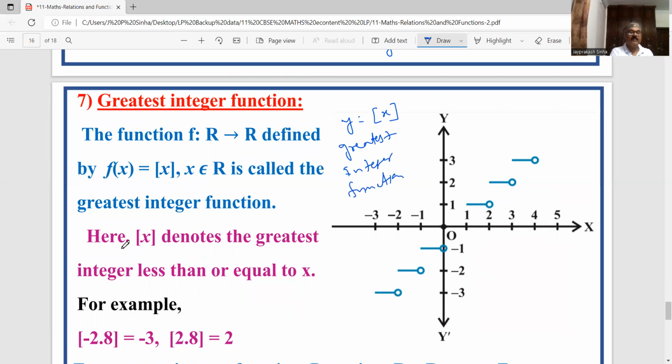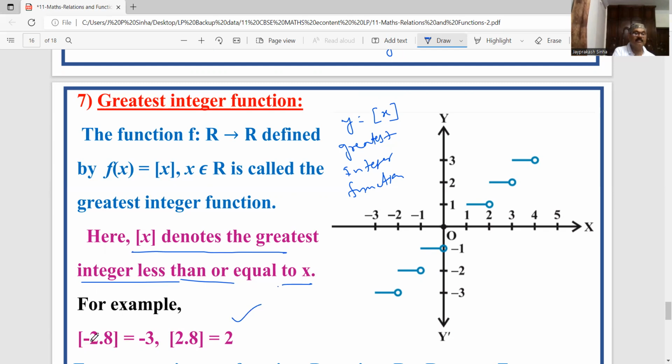Correct? So here the square bracket x denotes the greatest integer less than or equal to x. What does it mean? It means we have defined the greatest integer function like this. If the number is 2.8, then 2.8 is not an integer. So what is the integer which is less than this? 2. So the answer will be 2. So y is equal to 2.